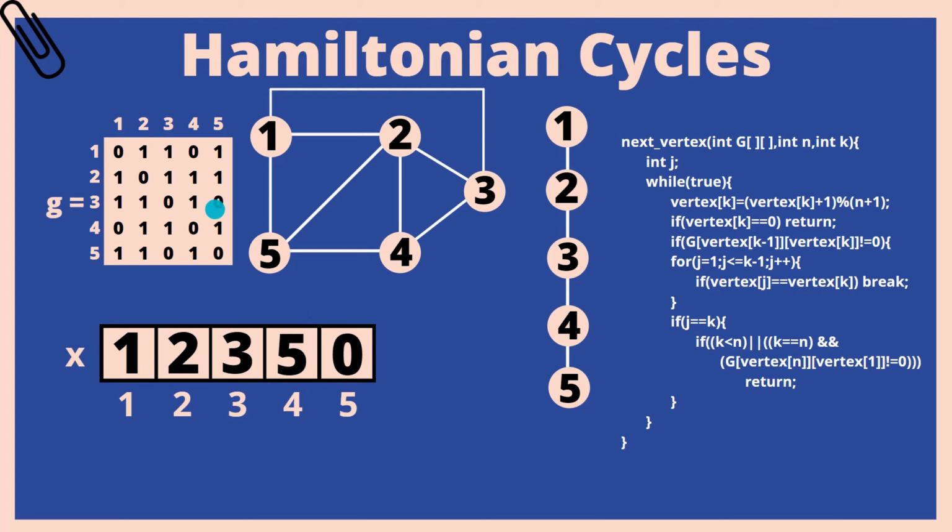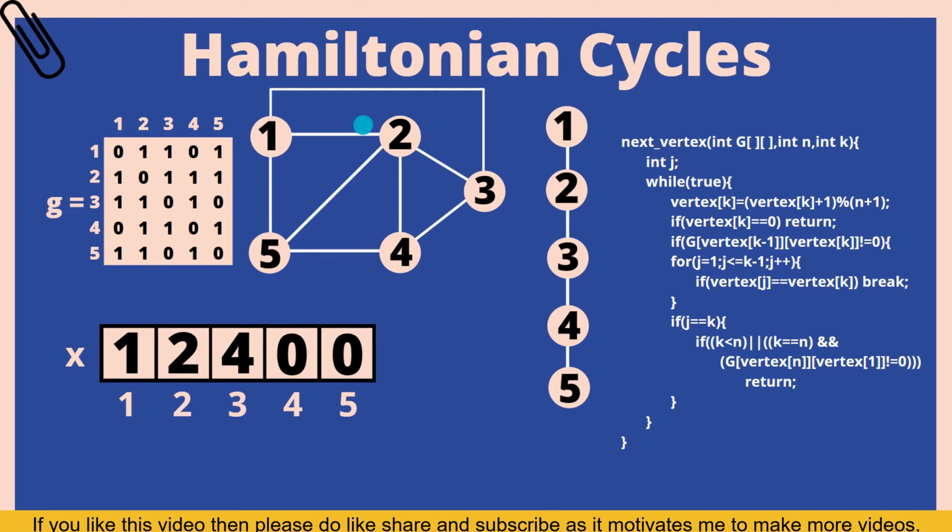So from 3 to 5 there is no vertex. So after 5 it will become 0. Now coming one step back, 1, 2. Now after 3 we can put 4 over here. Is there any vertex between 2 to 4? So from 2 to 4, yes, there is a vertex.